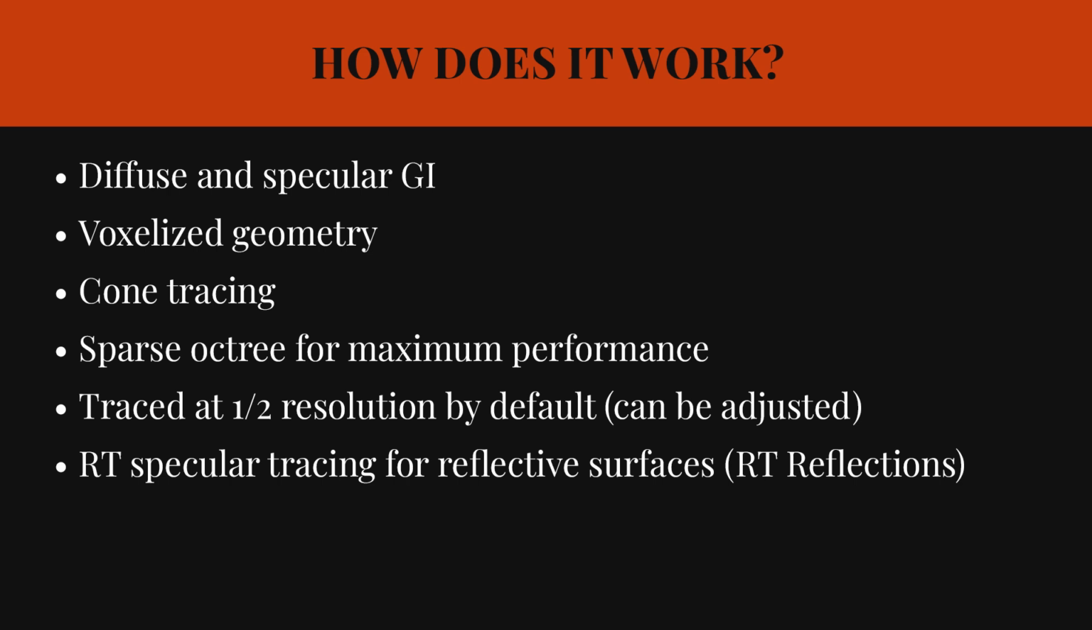Diffuse GI gives you that indirect bounce lighting, color bleeding, ambient occlusion-like darkening in corners. Specular GI is what gives you indirect reflections, light bouncing off a shiny floor, a chrome surface picking up the environment around it, even when that environment isn't directly visible to the camera through a mirror-perfect reflection capture.